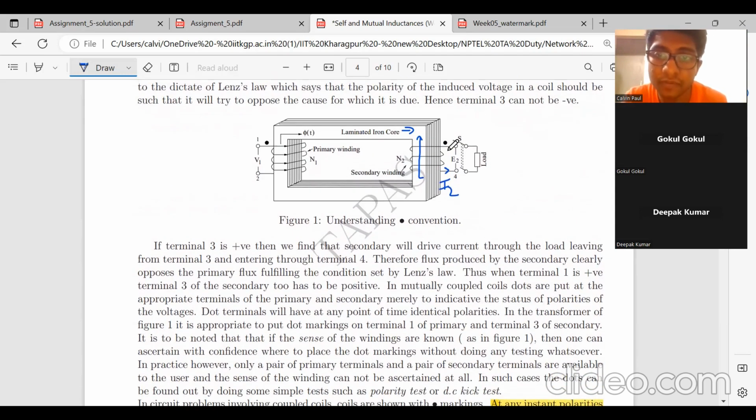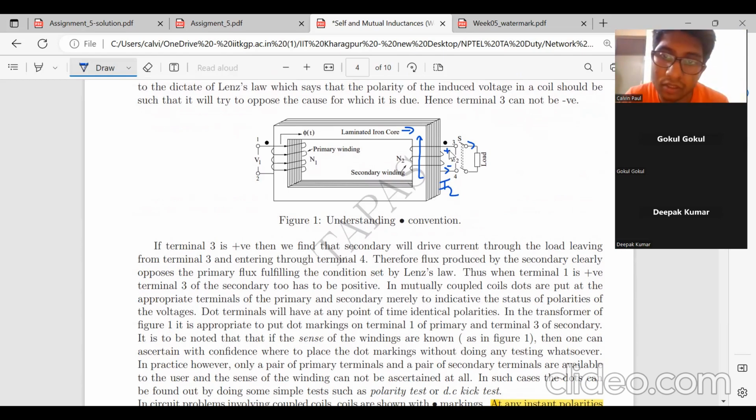So that's why there will be a positive terminal at one end. So this would be positive, this would be negative. Okay, when this is positive, then a current will flow out like this. Okay, and that is what generates this flux which is in the upward direction.